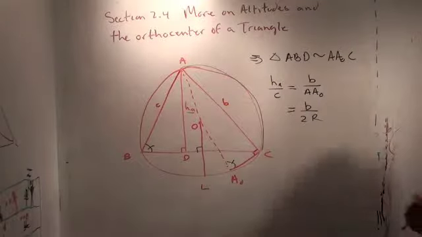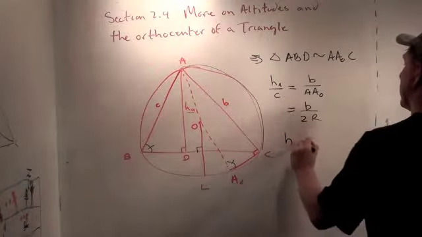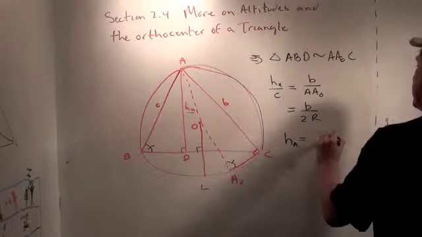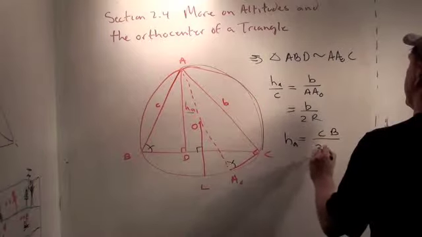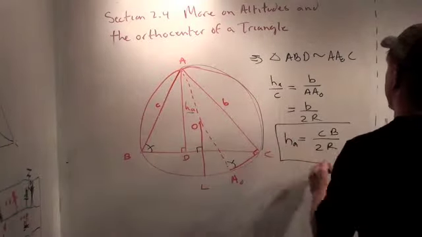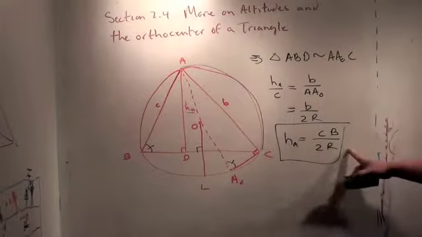And so we get a simple formula for the altitude, that the altitude from vertex A equals CB over 2 times the radius of the circumscribed circle. So that's a nice little formula. You can derive this formula for the length of an altitude very easily.